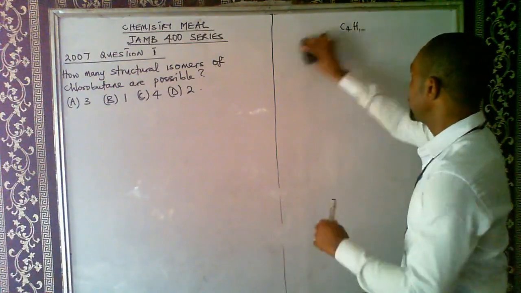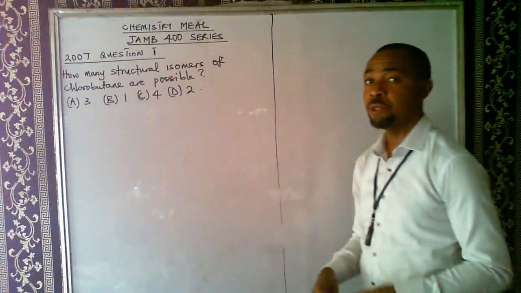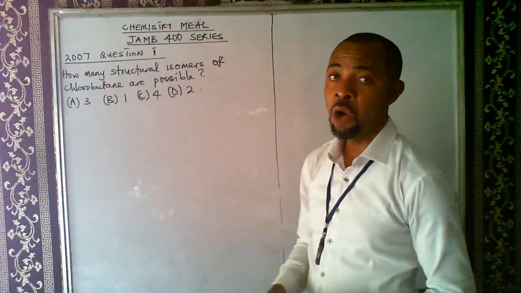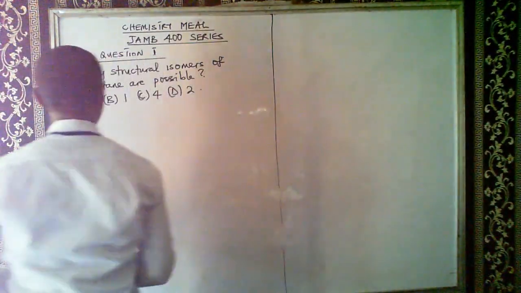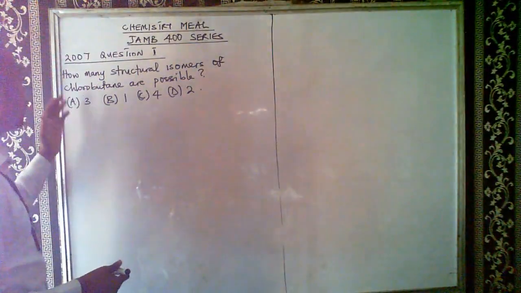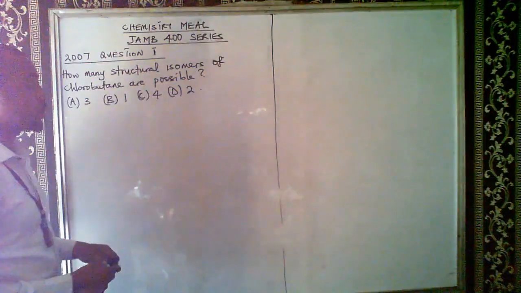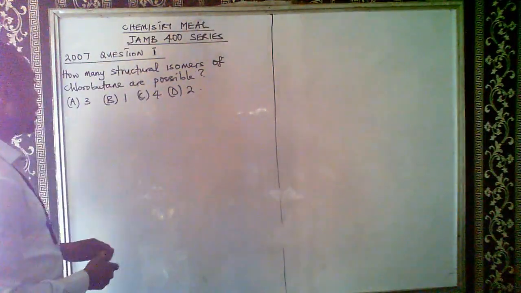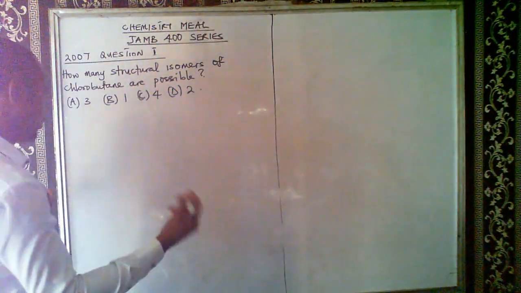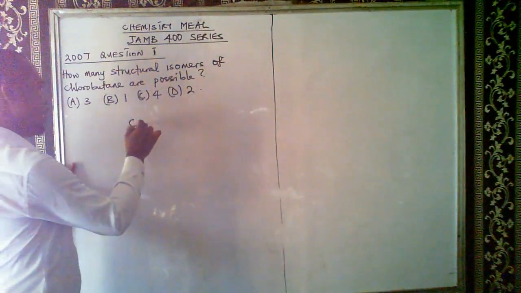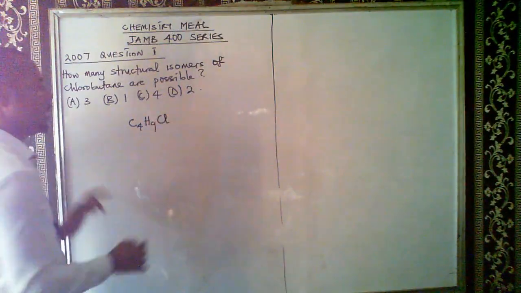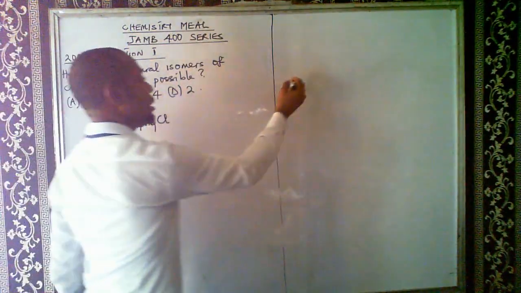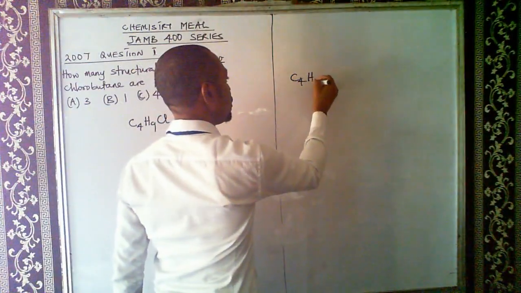So we want to answer this question on isomerism. If you must actually answer questions on isomerism, you must know how to draw the structural formula of organic compounds. So let's look at this question. We're asked to find the number of structural isomers that are possible in chlorobutane. Now, chlorobutane is by molecular formula C4H9Cl, because butane is C4H10.